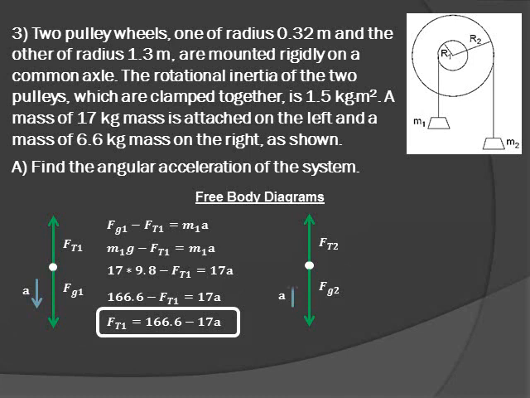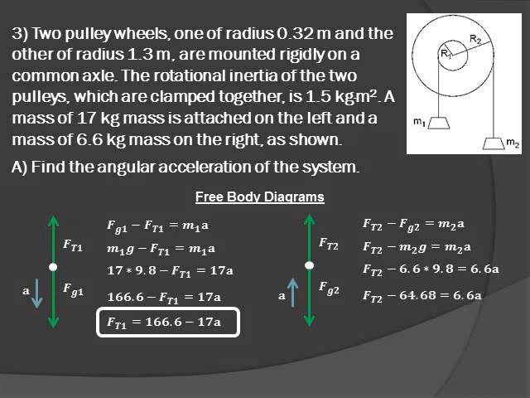For the second free body diagram, since we said that the mass over here is accelerating downward, that means this one has to be accelerating upward. So we're going to say that the upward direction is positive. That's force of tension 2 minus force of gravity 2 equals mass 2 times acceleration. We plug in our numbers, and we get force of tension 2 minus 6.6 times 9.8, which is 64.68, equal to 6.6 times acceleration. Take that to the other side, and we get our force of tension 2 equals this.